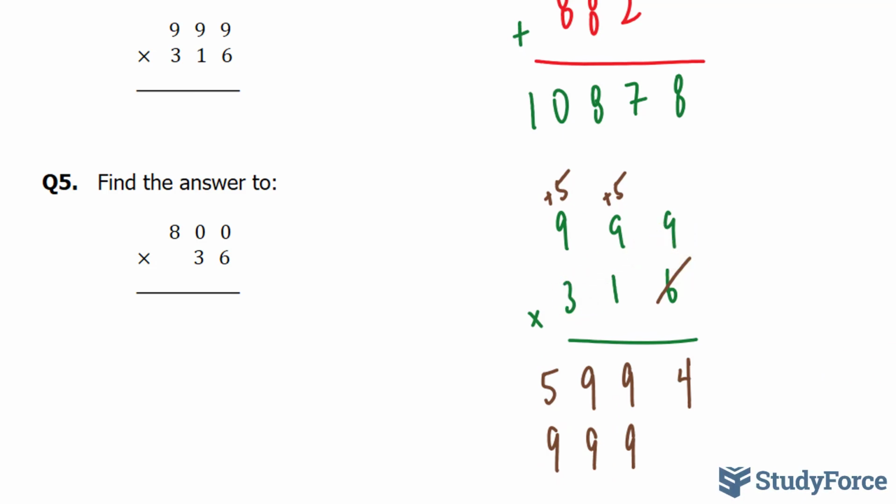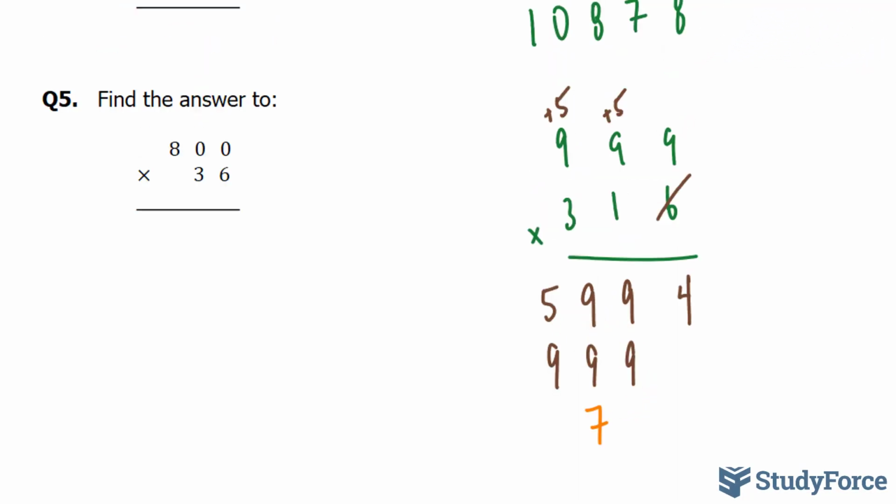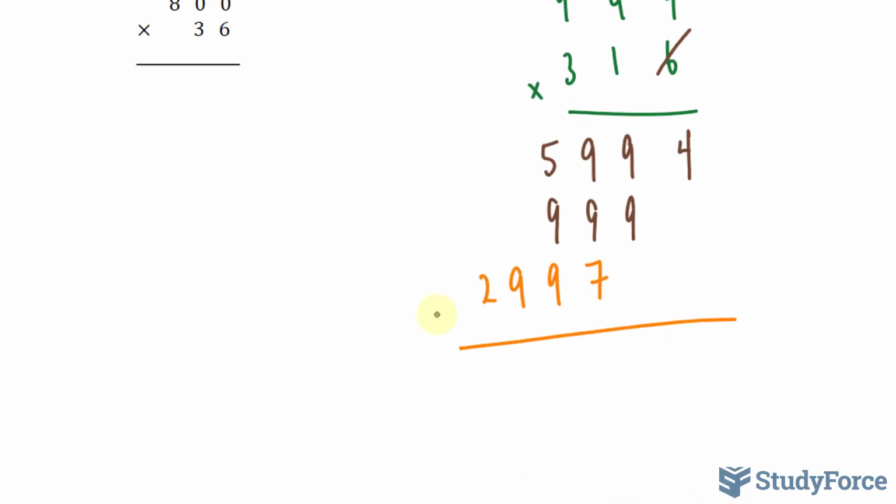3 times 9 is equal to 27. I'll place that 7 over here. Notice that I'm keeping this part vacant now. We also have a plus 2 as a reminder. 3 times 9 is 27. Plus 2 is 29. Another plus 2. 3 times 9 is 27. Plus 2 is 29. Now that we have these, we can add them up.